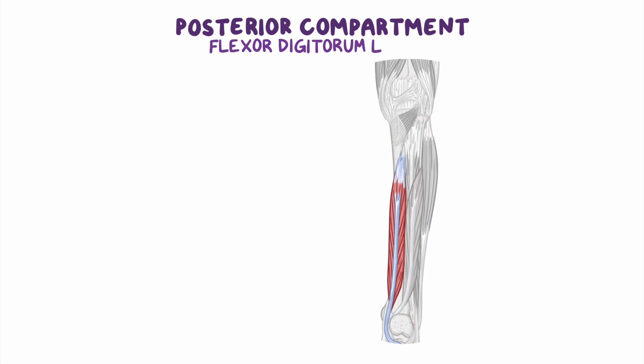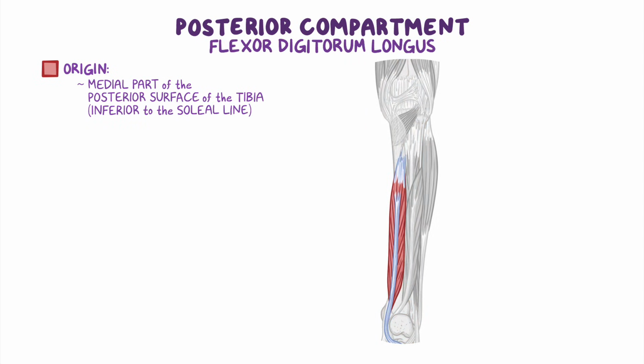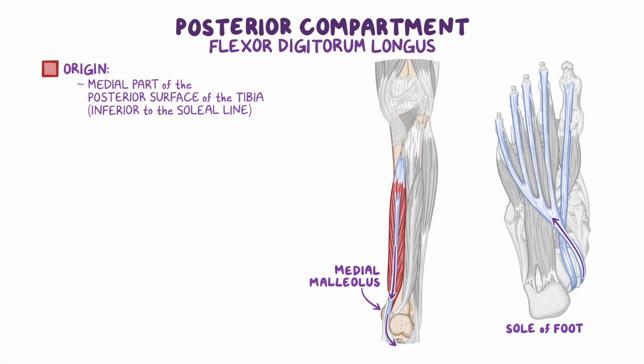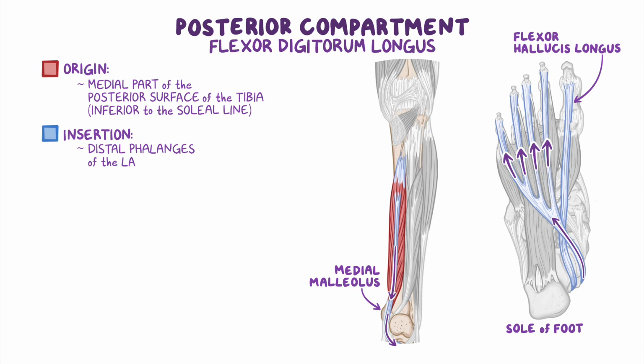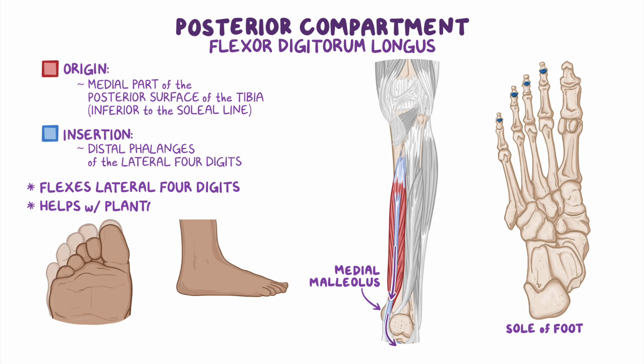Third, the flexor digitorum longus is smaller than the other flexors. It originates from the medial part of the posterior surface of the tibia inferior to the soleal line and descends the medial aspect of the posterior leg. It then passes diagonally posterior to the medial malleolus into the sole of the foot, crossing the tendon of the flexor hallucis longus superficially on its way. After it crosses the flexor hallucis longus tendon, the flexor digitorum longus divides into 4 tendons and inserts into the base of the distal phalanges of the lateral 4 digits. This muscle flexes the lateral 4 digits and helps with plantar flexion of the ankle.